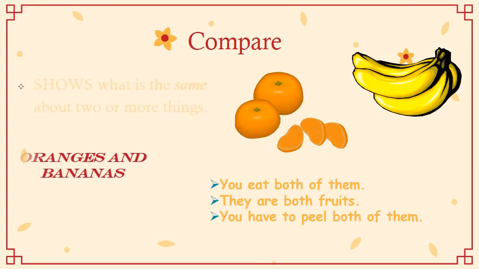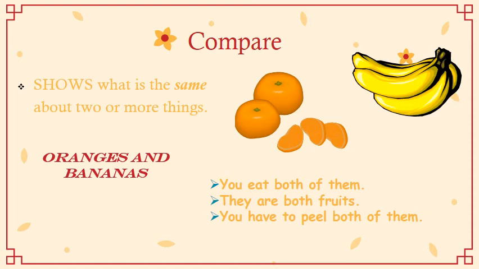Compare, the first one. We use compare to show what is the same about two or more things, to show similarities. So when I say compare, I mean that I'm talking about similarities, things that are the same or alike between two things or more. Example here, the oranges and bananas.